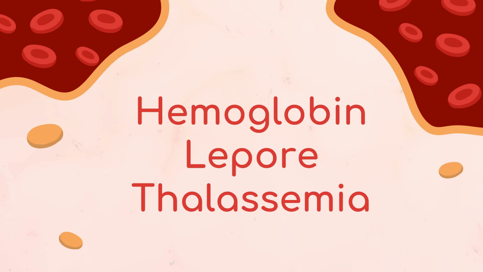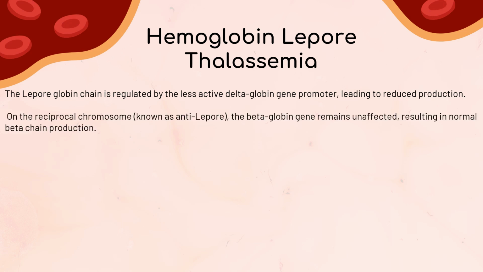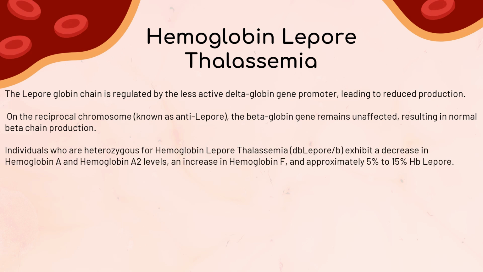Let's dive right in. The Lepore globin chain is regulated by the less active delta-globin gene promoter, leading to reduced production. On the reciprocal chromosome, known as anti-Lepore, the beta-globin gene remains unaffected, resulting in normal beta chain production. Individuals who are heterozygous for hemoglobin Lepore thalassemia, delta-beta Lepore/beta, exhibit a decrease in hemoglobin A and hemoglobin A2 levels, an increase in hemoglobin F, and approximately 5% to 15% hemoglobin Lepore. Their clinical symptoms resemble those of beta-thalassemia minor.